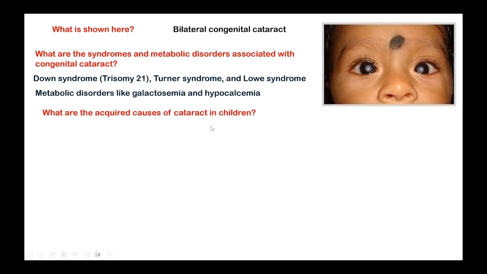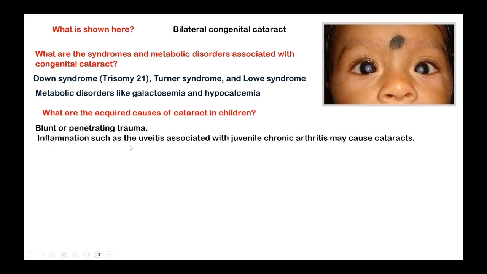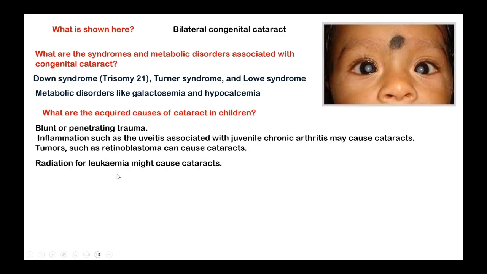What are the acquired causes of cataract in children? TORCH infections. Blunt or penetrating trauma, inflammation such as uveitis with juvenile chronic arthritis, and tumors such as retinoblastoma also can cause cataract. Radiation for leukemia also can cause cataracts. Chronic steroid use also can result in cataract.